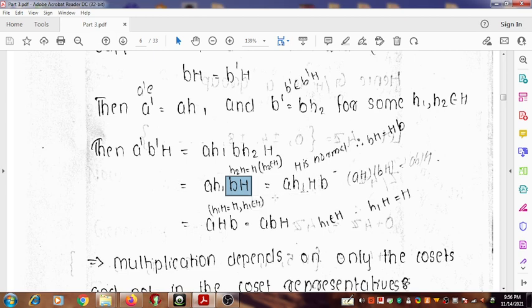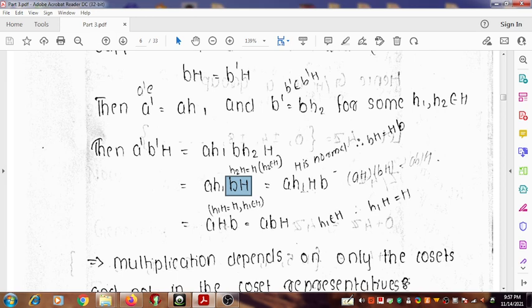After that, once again, noting that H1 is an element of H, you can replace this part by a single H, and we get AH then B, AH into B. And again, since A is an element of the group G, AH is equal to HA, due to the very reason that H is a normal subgroup.